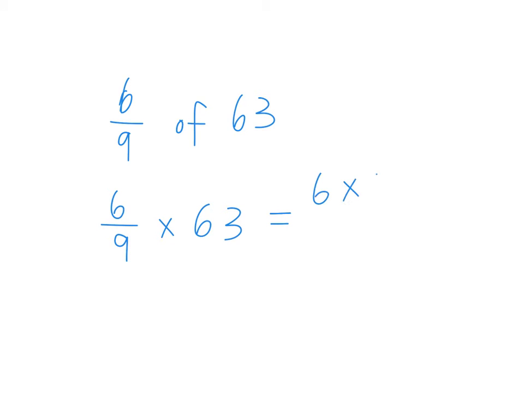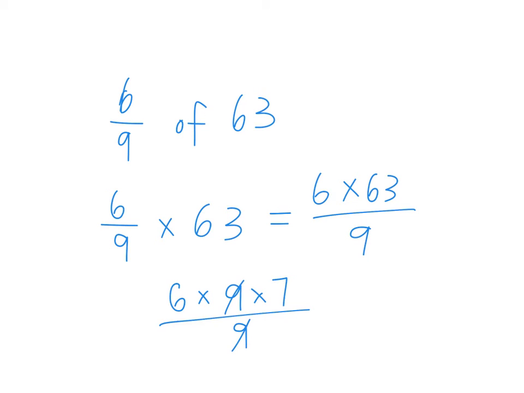So 6/9 of 63. How can I write that as a multiplication equation, Araf? 6/9 times 63, which is 6 times 63 all over 9. I can see right away that 9 and 63 are related, right? So I'm going to rewrite that as 6 times 9 times what? 7 all over 9, because then I have similar factors, and I can replace those with 1. So then I have 6 times 1 times 7, which is 42, all over 1, so it's 42.